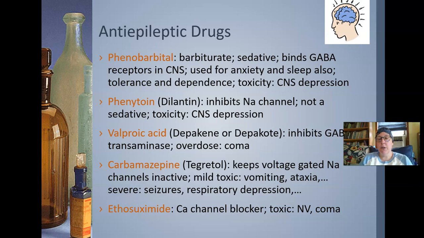Valproic acid is known as Depakote or Depakine. It inhibits GABA transaminase, and an overdose will lead to coma. Carbamazepine, also known as Tegretol, keeps the voltage-gated sodium channels inactive. With mild toxicity, you see vomiting and ataxia. Ataxia is like lack of coordination. In severe toxicity, you will see seizures and respiratory depression. They may just quit breathing on you. And ethosuximide is a calcium channel blocker, and when you have toxic levels, you will see nausea, vomiting, and even coma.